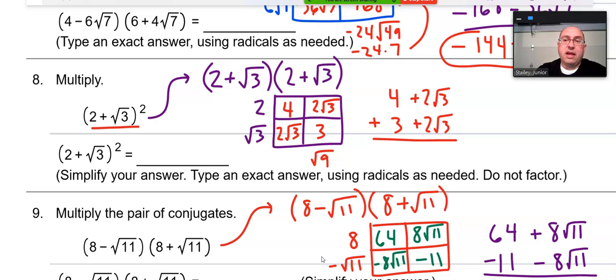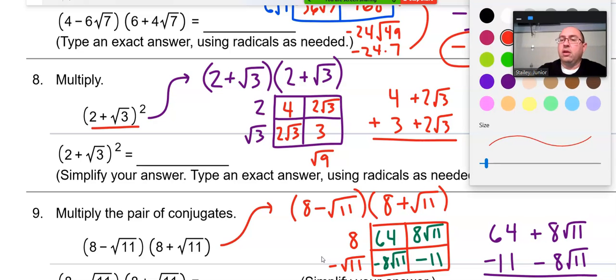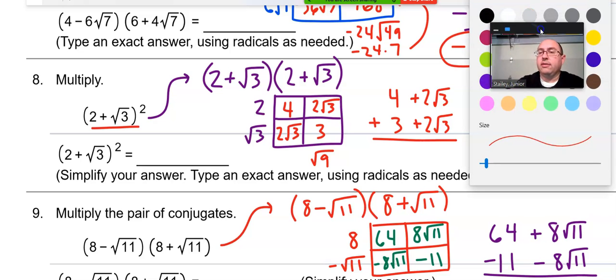I get kids that think they're doing things like, oh, square the 2, square the radical 3, and I'm done. No, that's misusing the multiplication property. That's the power of a power for multiplication. That is not what we're talking about here when we're multiplying binomials together. So if I were you, I would write it out. Then choose your favorite method of doing it. So I've got 4, I've got 2 radical 3, I've got 2 radical 3, and I've got radical 9, which is 3.